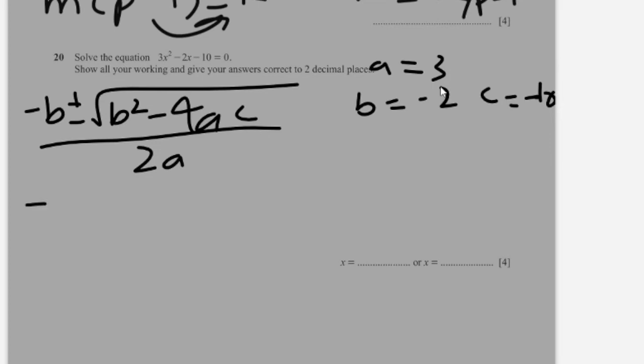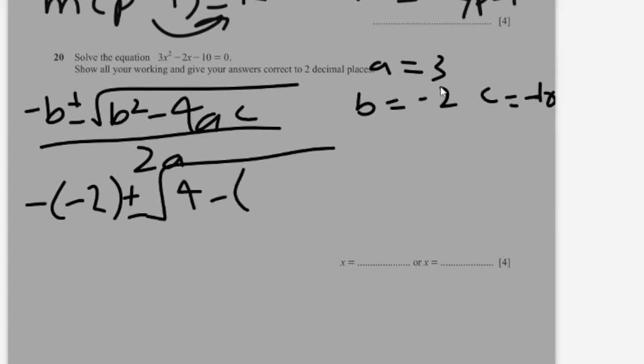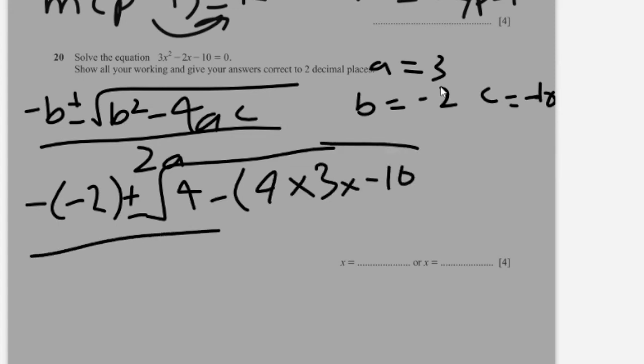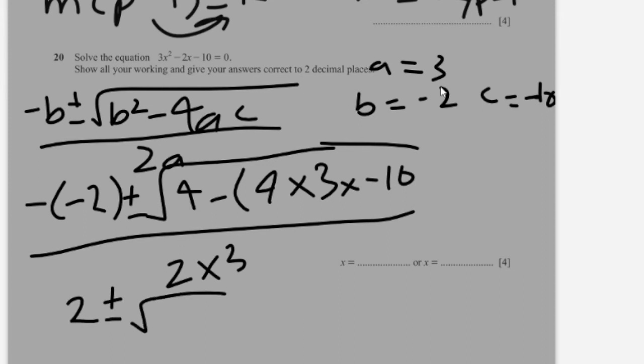So we get the working as negative b plus or minus root of b squared, which is negative 2 squared, and that is 4, minus 4 into a, which is 3, into c, which is negative 10, and divide the whole value by 2 into a, that is 3. So we have 2 plus or minus root of 124 divided by 6. So we get the values as 2.19 or negative 1.52.